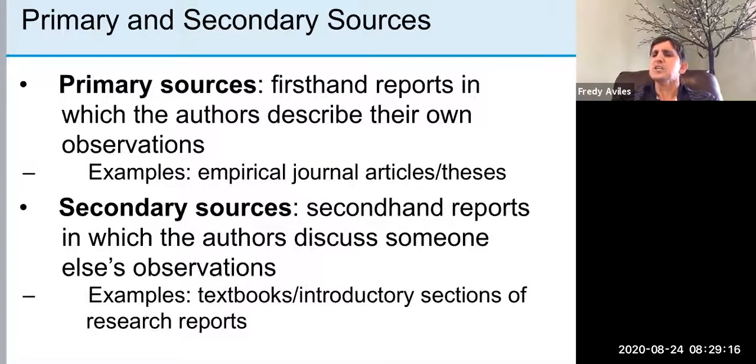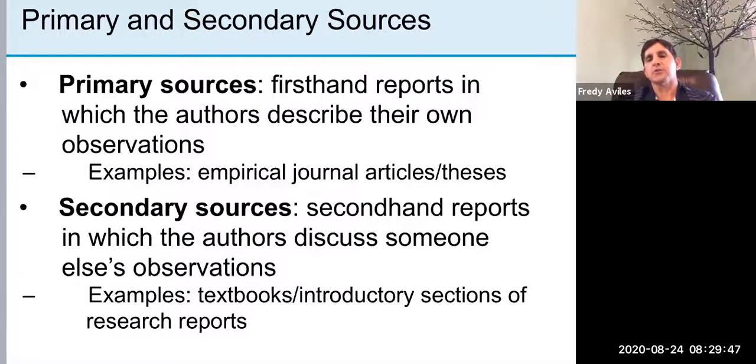For psychology, it's a little bit different. For psychology, these primary sources, these firsthand reports, are empirical journal articles or a thesis, something like that. So basically a research article, a research study. That's a primary source. So here's the thing. Somebody did some research. They did some experiment to determine whether alcohol increases aggression.